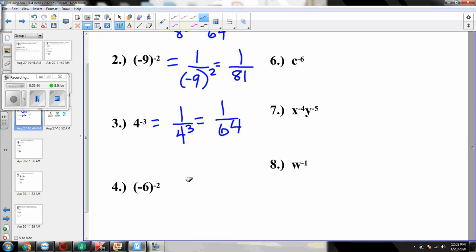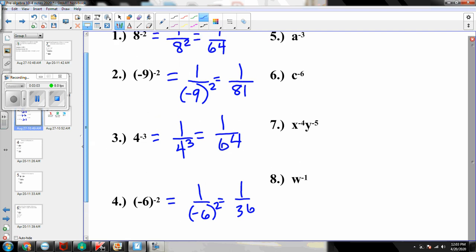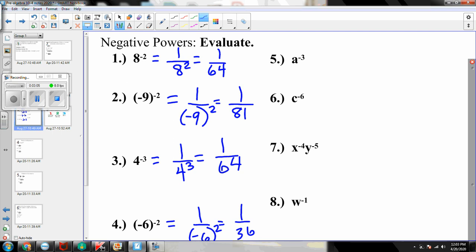On number 4, I have the number -6 to the -2 power. That means I need to make it a fraction, keep my -6 in parentheses, but now it's to the second power. This means -6 times -6. A negative times a negative will give me a +36. All right, if you look at 5 through 8, we're going to evaluate when we have variables.